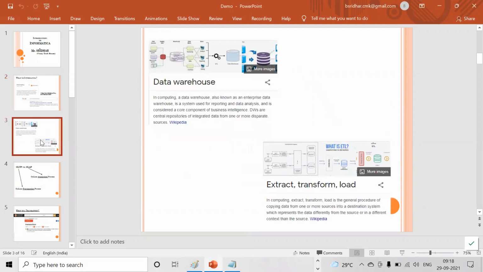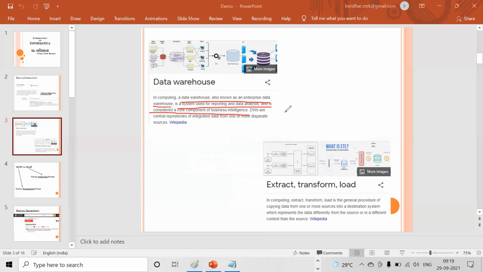Again, if you try to understand what a data warehouse is, a data warehouse is also known as an enterprise data warehouse, just a terminology difference. Either you call it a data warehouse or an enterprise data warehouse. It's a system used for reporting and data analysis and is considered a core component of business intelligence. So a data warehouse deals with business intelligence, right? So what is business intelligence?